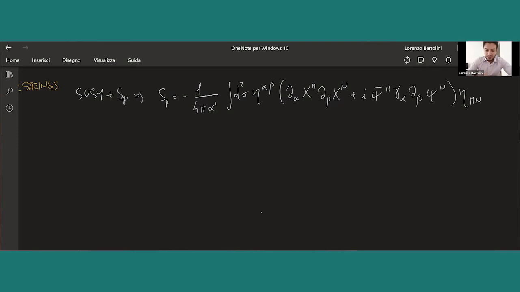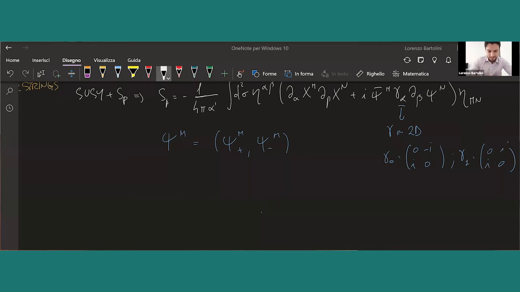Okay, so what are these objects? ψ^M is a vector of spinors, which can be decomposed in two components, and we can take it to be a Majorana spinor. And this gamma matrix is the gamma, but in two dimensions. So there are two gamma matrices, gamma zero looks like this, and gamma one looks like this. Okay, we don't have the usual four gamma matrices. And so these ψ^M are vectors with respect to target space and spinors on the world sheet.